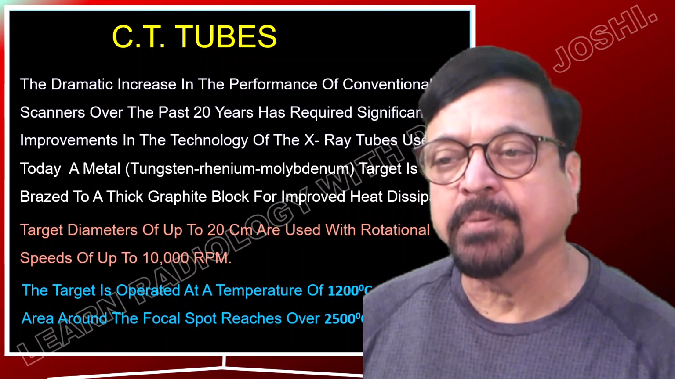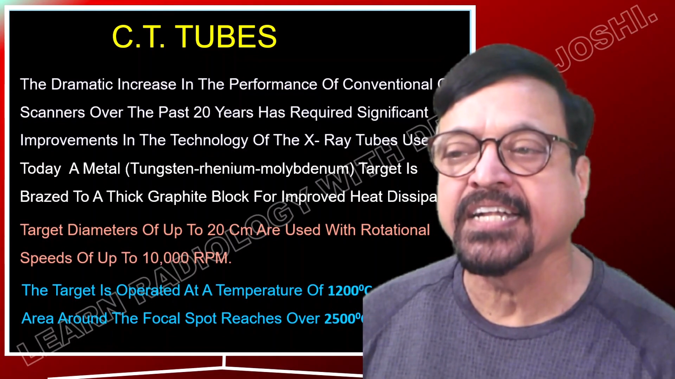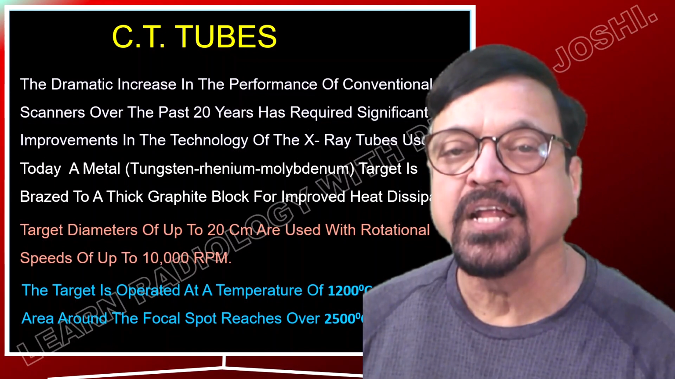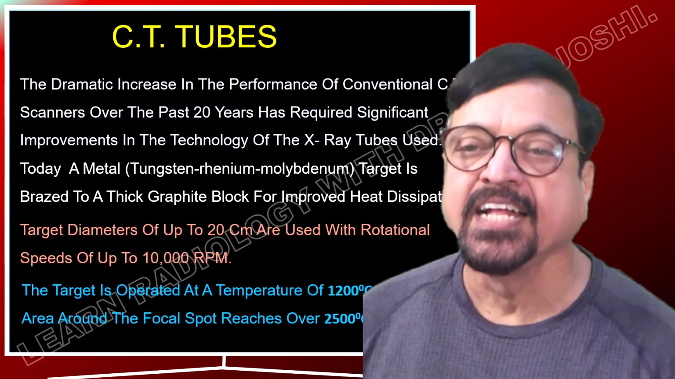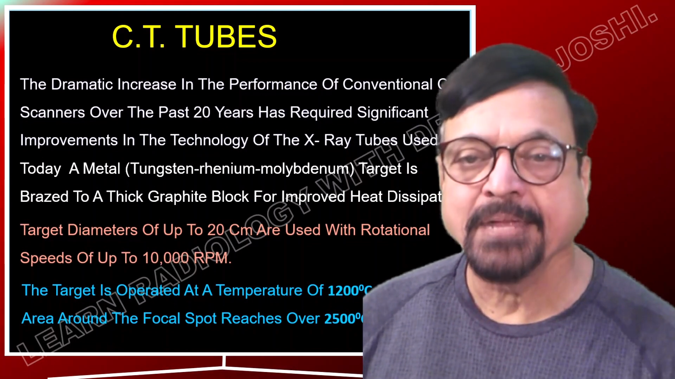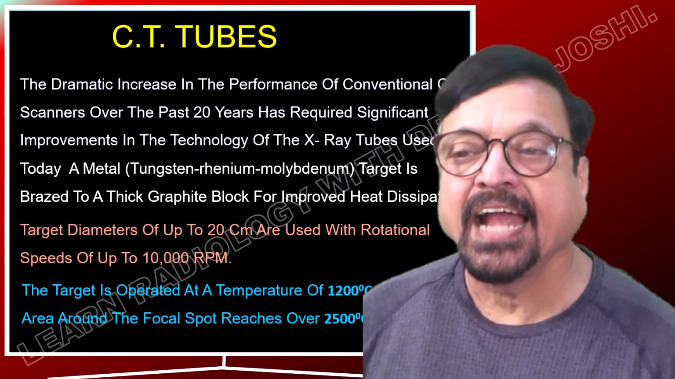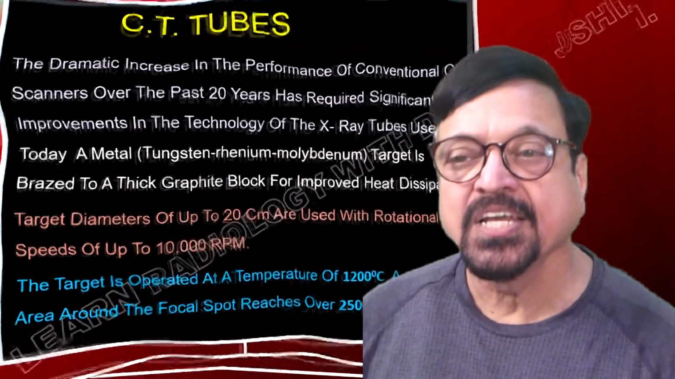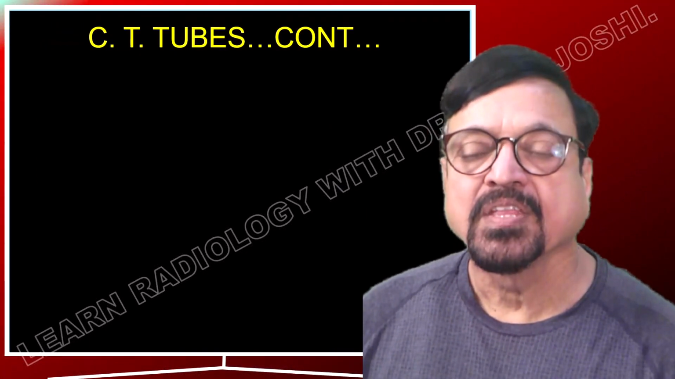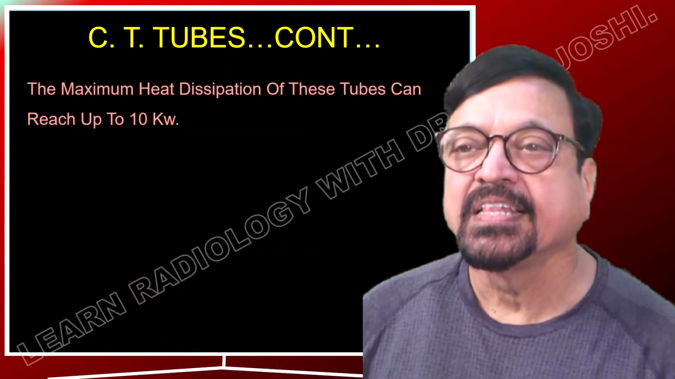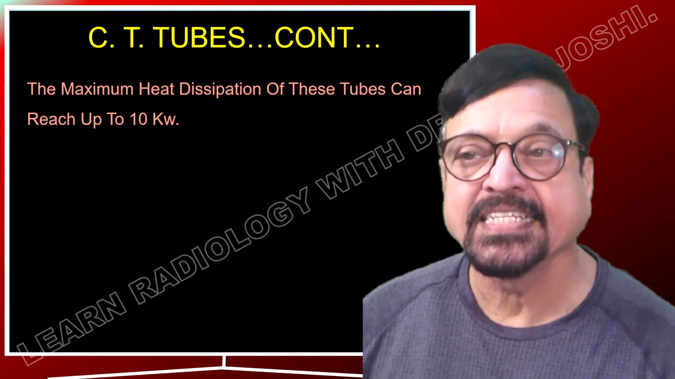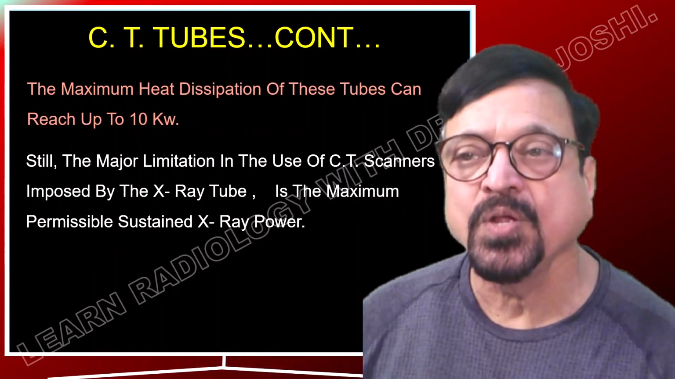Now the target is operated at a temperature of 1200 degrees centigrade, and the area around the focal spot reaches over 2500 degrees centigrade. This high heat needs to be dissipated and tolerated, and the faster we achieve this, the faster the scanners we can go for, and the better capacity tubes. The maximum heat dissipation of this tube can reach up to 10 kW. Please note, dissipation is up to 10 kW.